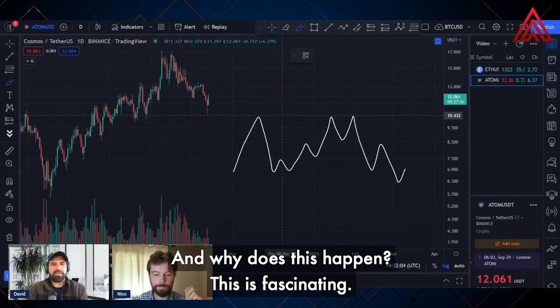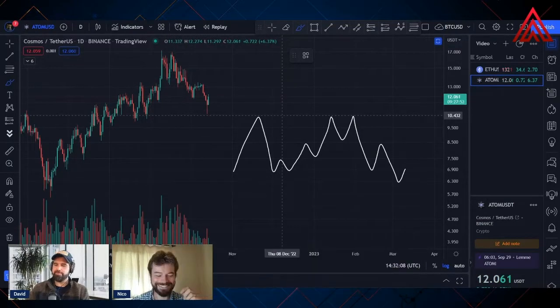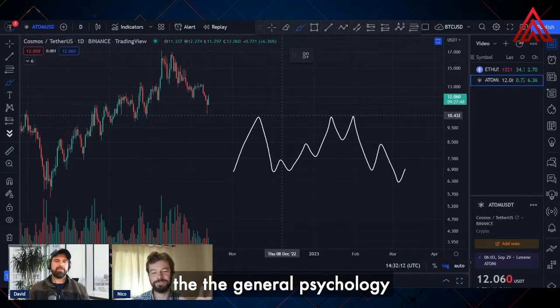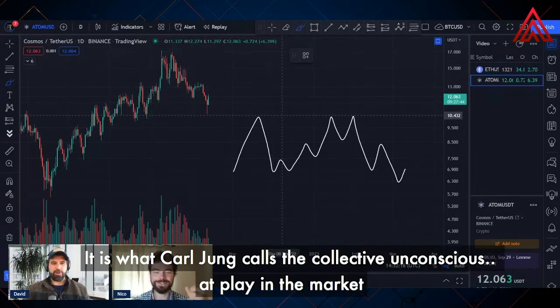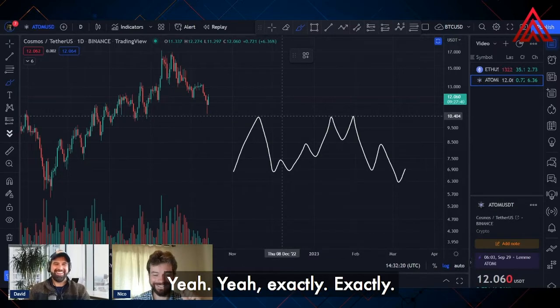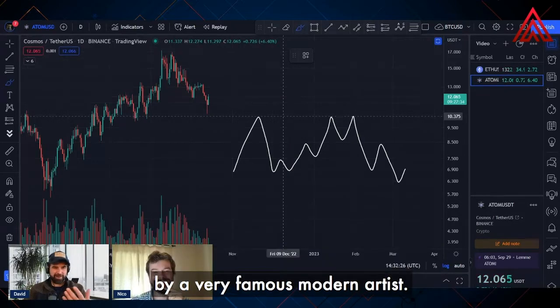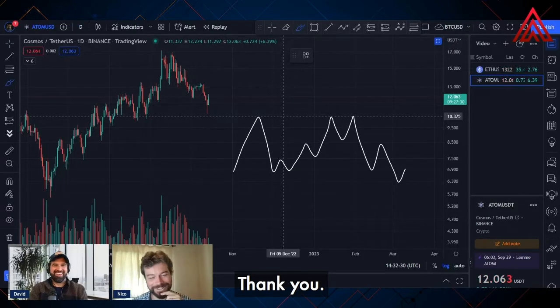This is fascinating. It's sort of like the thing you're charting has a mind of its own. Yeah, I think it's the general psychology. Is it what Carl Jung calls the collective unconscious at play in the market? Exactly. Yeah, exactly. It's fascinating. You're looking at a mass psychology project right here, drawn by a very famous modern artist. Thank you. I'll take that.